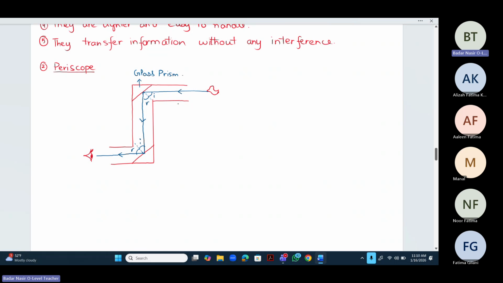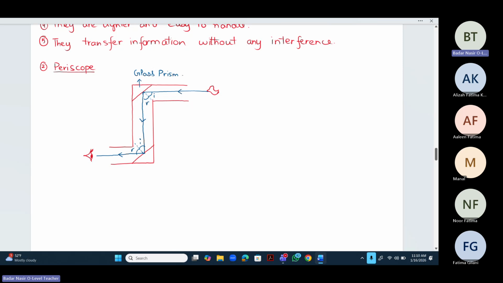Okay. So the light ray that comes from the object strikes the glass prism. It follows the phenomenon of reflection, keeping in mind the angle of incidence and the angle of reflection are equal. Then it gets reflected again and reaches the person. So basically, we use periscopes in a submarine, right? While sitting inside the submarine, we are able to observe what is happening outside, or what is happening above the ocean or above the sea. So this is how a periscope works.